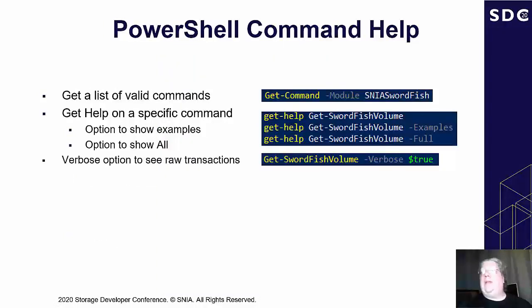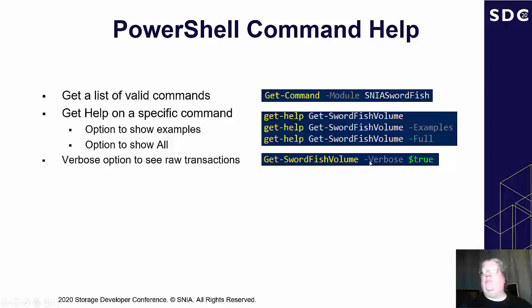Now, help. A lot of times you're not going to know how to run the command. So basically, get command module help gives you a list of all the commands. If you do a get help and then the name of a command, you get the basic man page for it, manual page. If you do dash examples or dash full, you get different screens showing different objects. We don't check anything into the PowerShell toolkit that doesn't have full help developed and also examples of how to use each command.